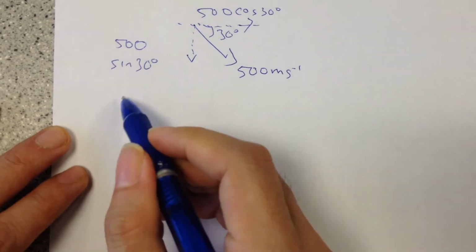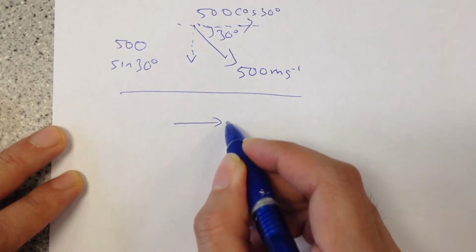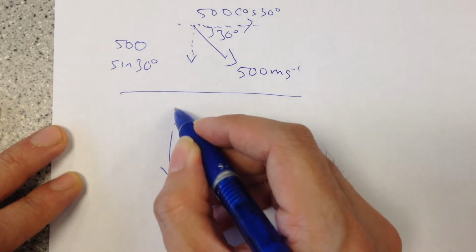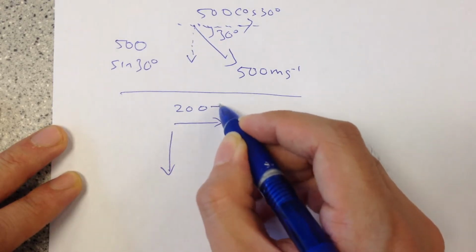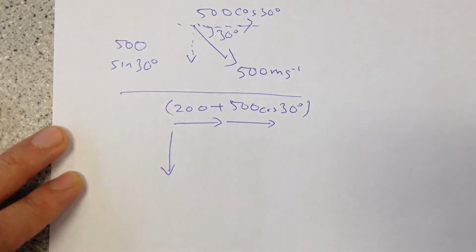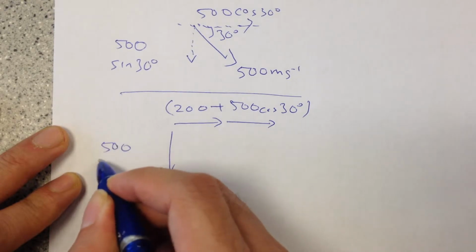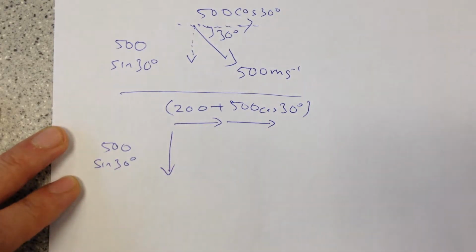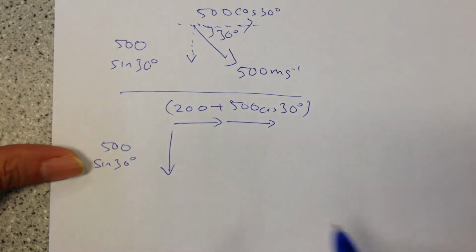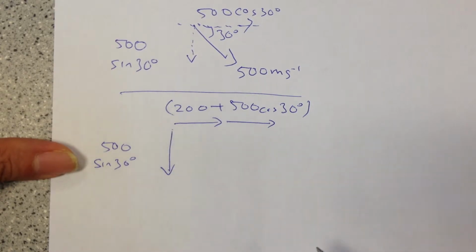So to an observer on the ground, the horizontal velocity will be 200 plus 500 cosine 30 degrees, and the vertical velocity will just be 500 sine 30 degrees, right? Now, it takes 10 seconds for the projectile to reach the target, which means in 10 seconds it has fallen to the ground, correct?